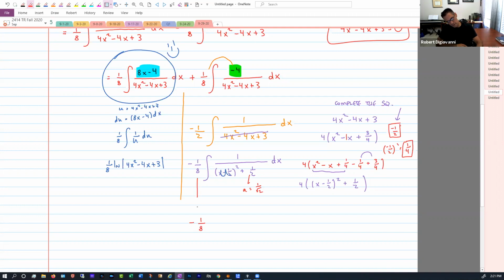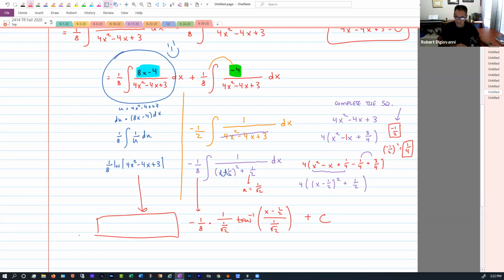Negative 1/8 comes down. Now formula 17. Formula 17 says 1 over a arctangent of u, what's u? x minus a half over a, 1 over root 2, plus c. Bring that answer down here, and that's your answer.